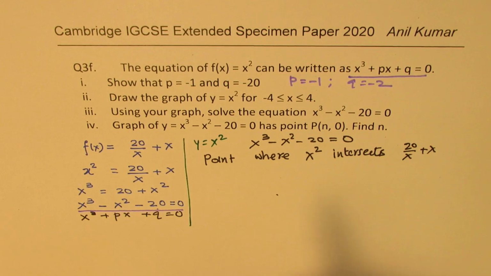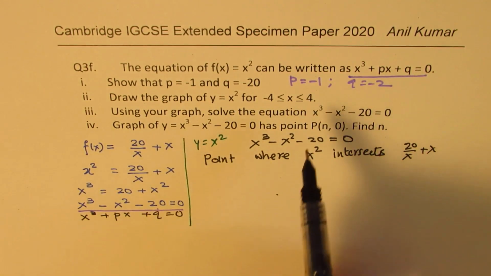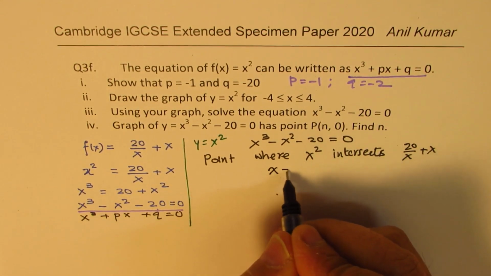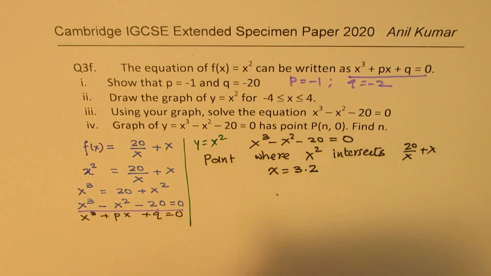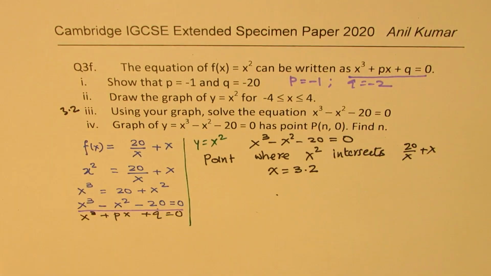Now what does it say? Using your graph, solve this equation. When we solve the equation, we are only finding the x value, right? So we get x equals 3.2. So that becomes the answer for us. Does that make sense to you, right? So we got the answer as 3.2 for this question.